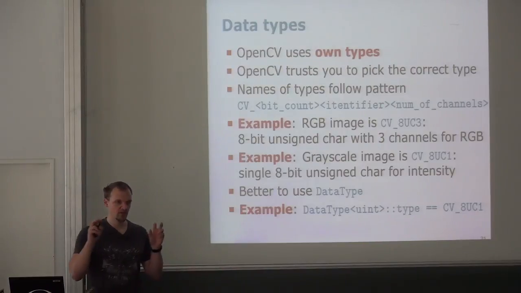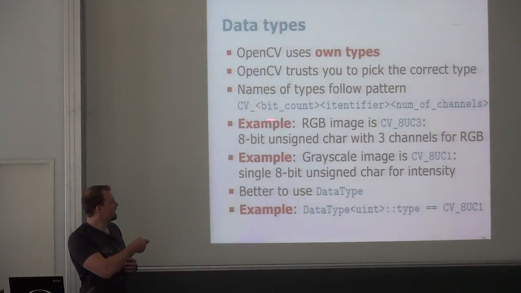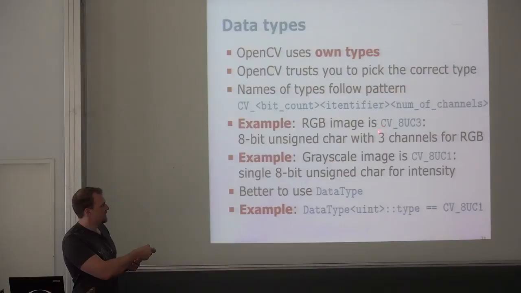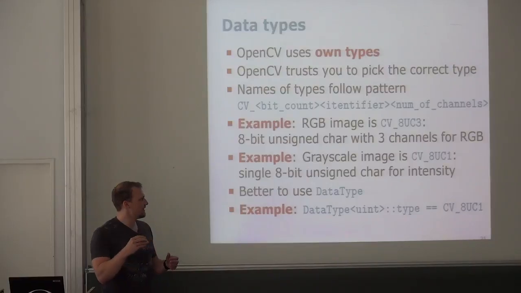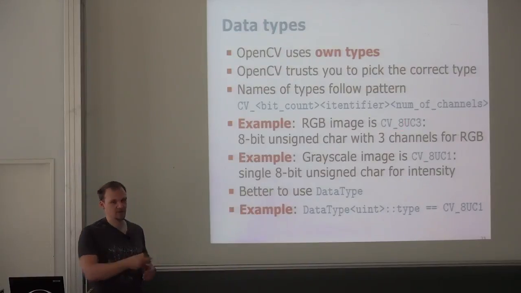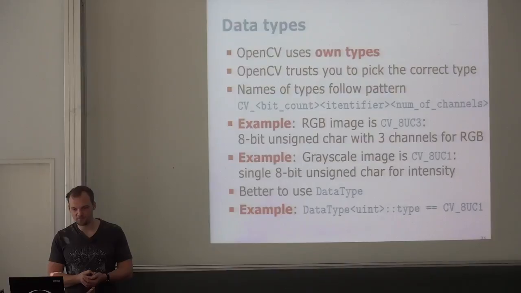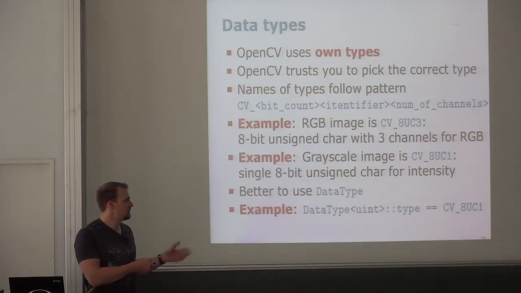Okay, so every name of a type in OpenCV is written like this. It starts with CV underscore, then the number of bits in this type, then some identifier, and then the number of channels. So for example, you can have an RGB image which is CV_8UC3: 8-bit unsigned char, 3 channels. So it's a color image where every channel is completely filled with unsigned characters, and unsigned characters are all 8 bits, so 1 byte. So every char is 1 byte, which you will need to remember here. For a grayscale image, just like a black and white image, you usually use CV_8UC1.